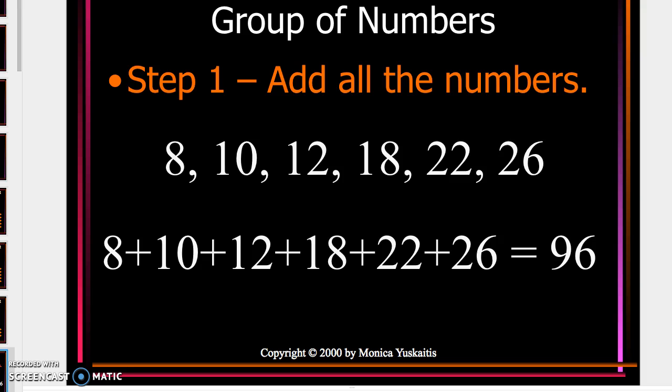So the first thing you're going to do is add all the numbers up together. If these are my numbers, 8, 10, 12, 18, 22, 26, you would add them all up. Say this was your scores on a spelling test, and you got an 8 out of 30, 10 out of 30, 12 out of 30, 18 out of 30, 22 out of 30, and 26 out of 30, you would want to find your average score. So you add all of those numbers up, and when you do, you get 96.